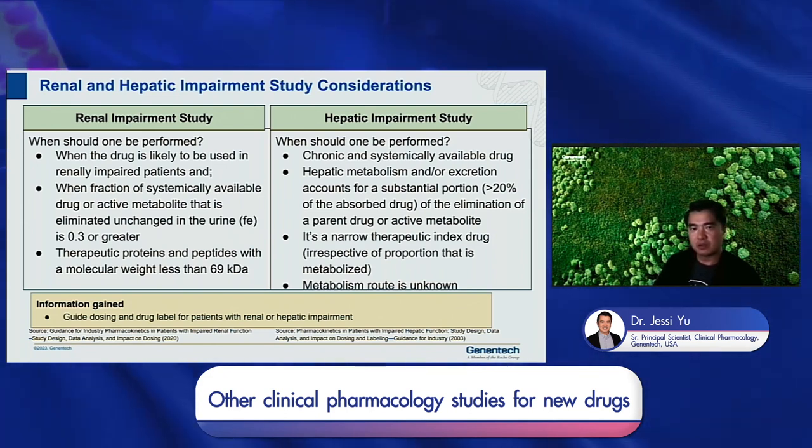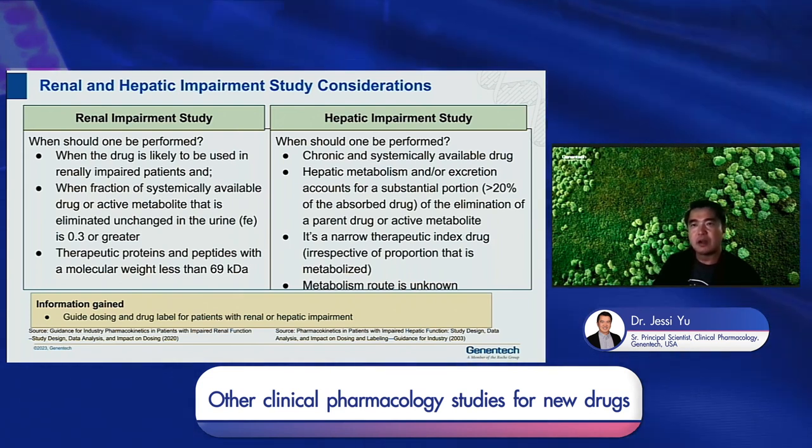And also, if your drug is not a small molecule drug but its molecular weight is very small, less than 69K Dalton, then you will also be expected to conduct a dedicated renal impairment study.